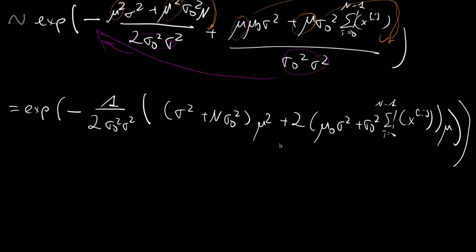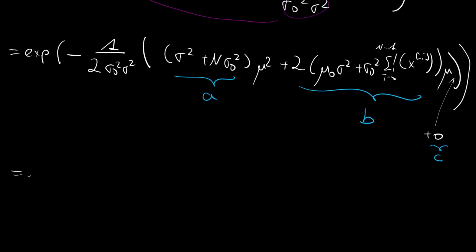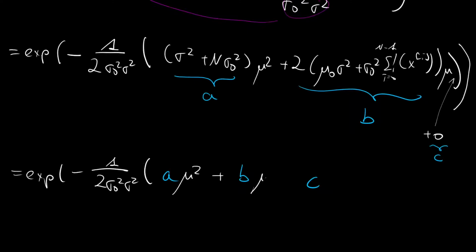And the reason I did this is that we can now see that we have a quadratic equation here in our exponential. And if we note this as an a and this as a b, hypothetically we would have here a plus 0, which we could note as the c. Then our exponential can be written in terms of the exponential of minus 1 over 2 sigma 0 squared, and then we have a mu squared plus b mu plus c, closing brackets and then closing brackets again.